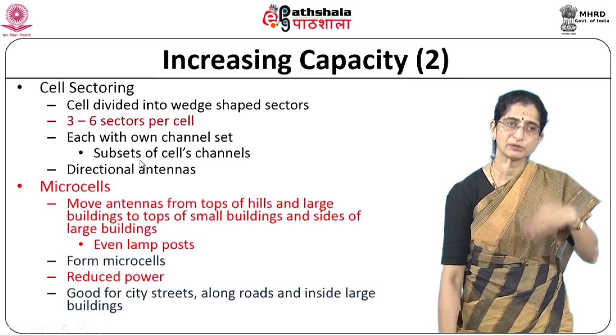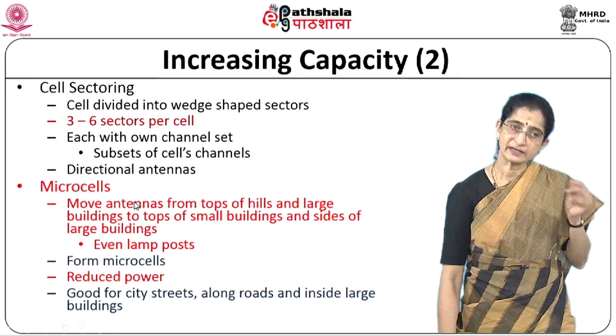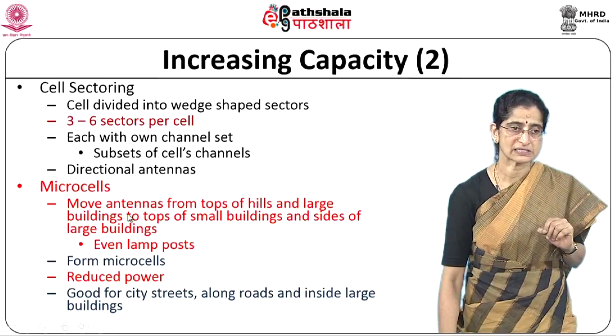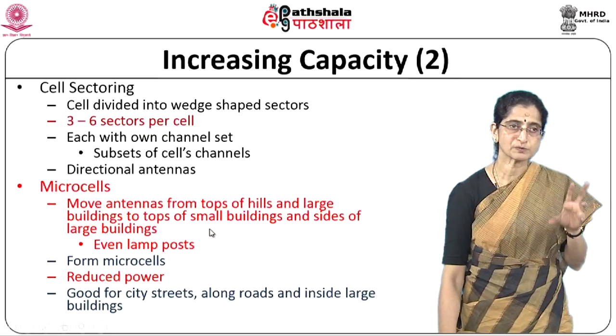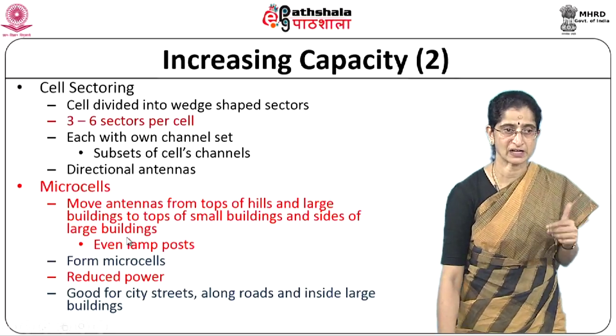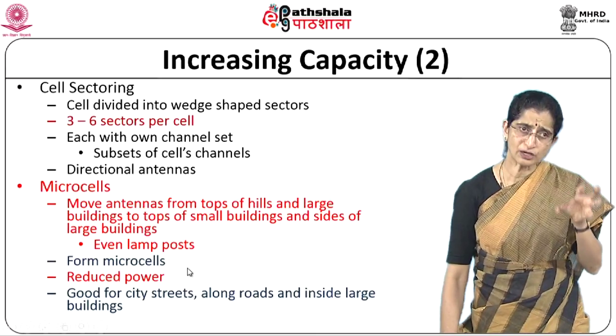So that way you will be able to share the available frequencies even better. Okay. Another idea is to have what are called microcells. So for instance, you move antennas from the top of hills and large buildings to the tops of small buildings and sides of larger buildings. Even lampposts can be used. So you form smaller microcells.